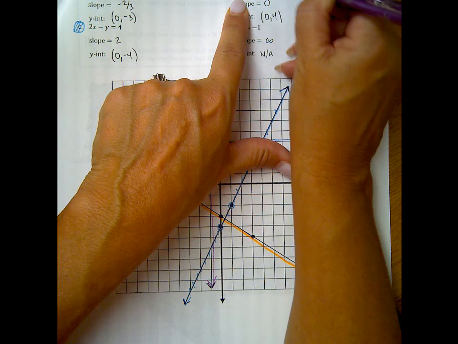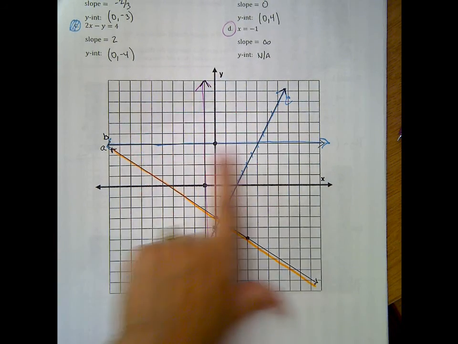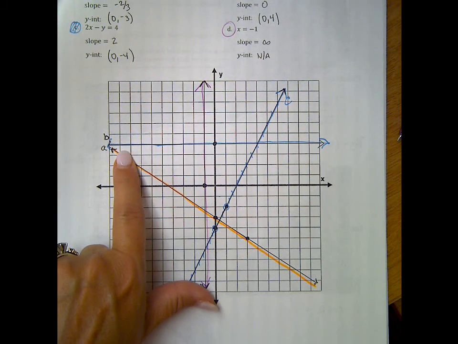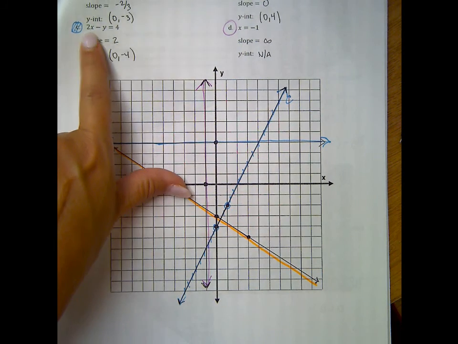B, now if it's y equals, it's a horizontal line. You shouldn't have to even think of that. It's just y equals a number. Find where y is 4 and make a horizontal line. That's B. Slope is 0 for a horizontal line. Y-intercept is at 4.